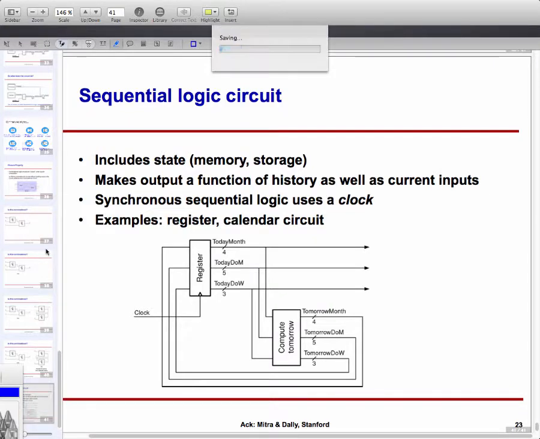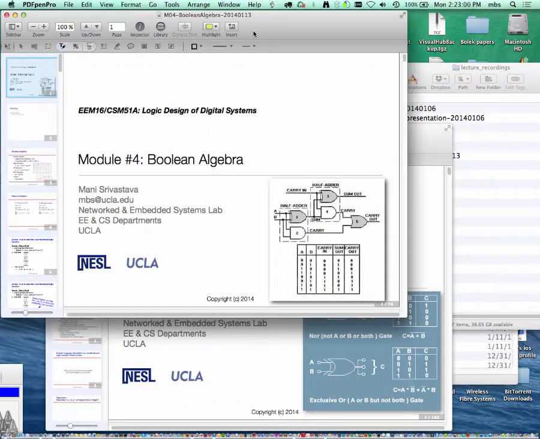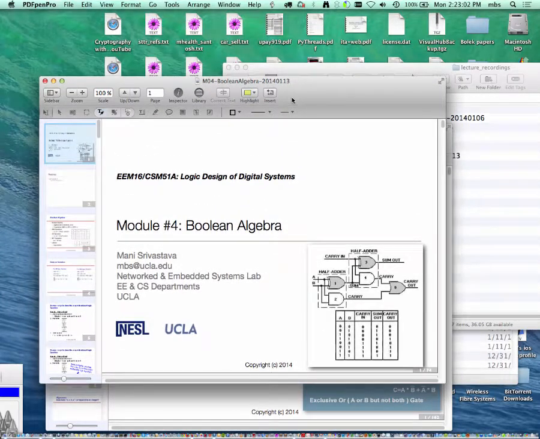Okay, so that wraps up this previous module. The next thing we are going to do is start on how to design combinational logic. We'll come to sequential logic after the midterm. For now, we are going to focus on combinational logic. And the first thing is how can we design these things in a systematic fashion.